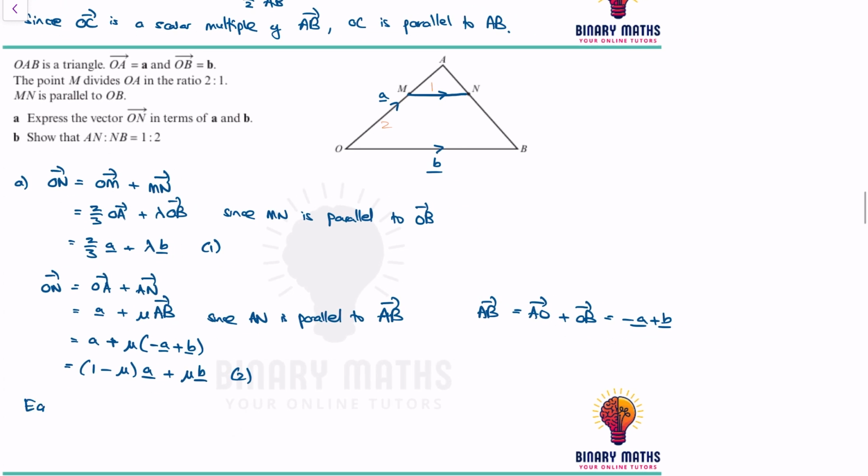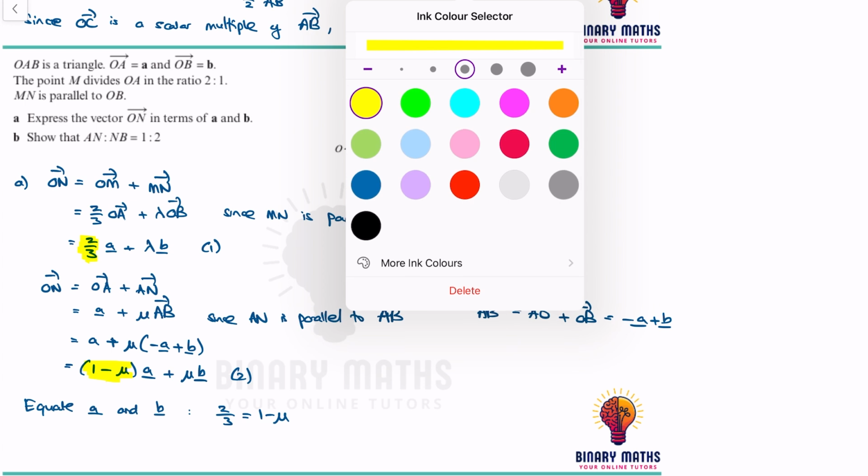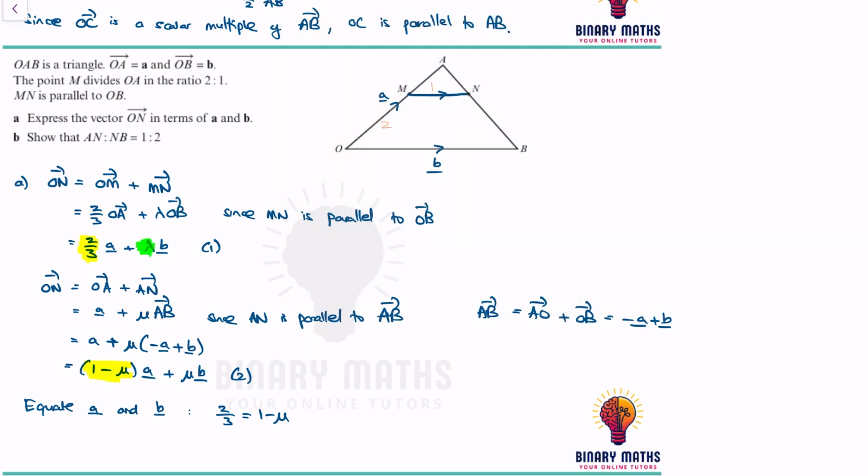So if I equate A's and B's, I get 2/3 must be equal to 1 minus mu. And the second thing I get when I equate the B's is lambda must be equal to mu. This implies that mu must be equal to 1/3 and lambda must be equal to 1/3.